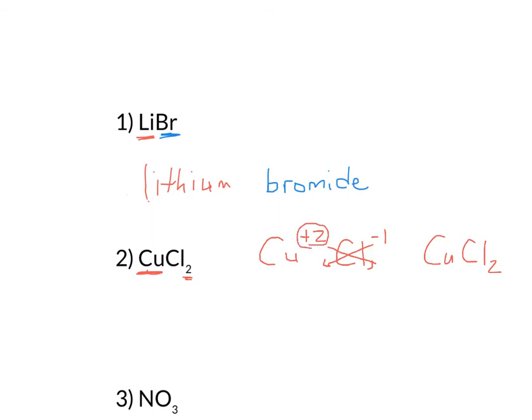So what I would do is write copper, and again I have to identify which one, and the Roman numeral for 2 is II. So that would be correct. Now let's finish this off.